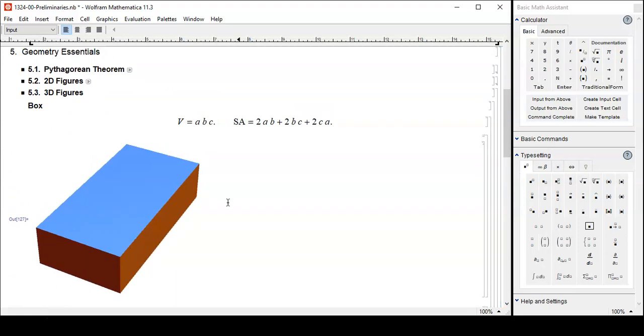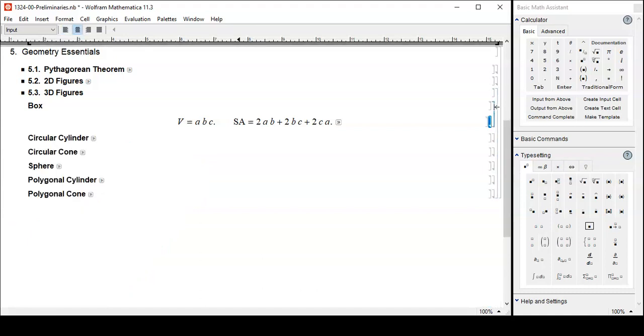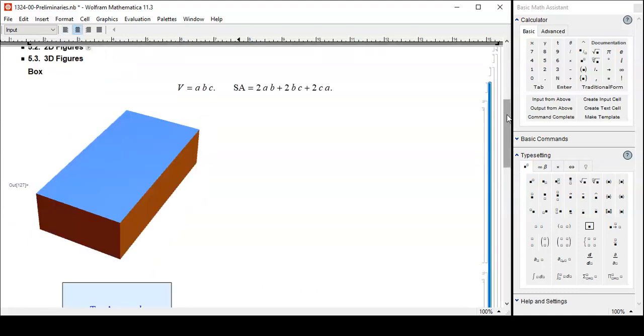Box A times B times C. Base area is B times C, and then height is A. So base times height. Excuse me, that's for the volume.